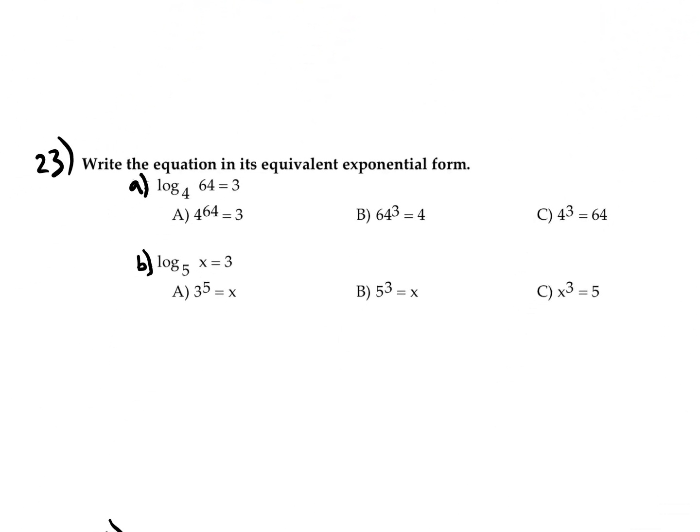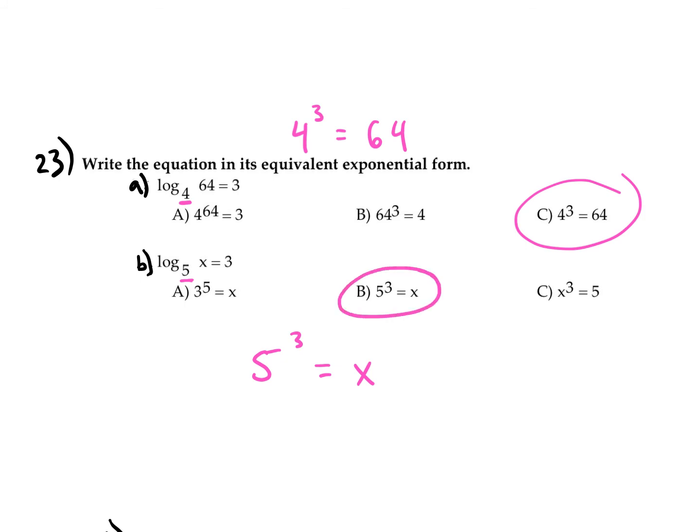All right, 23. Again, these are multiple choice. So here we're putting it into exponential form. The base of your log is your big base now, and then just switch the other two. So 4 to the power of 3 is equal to 64. So that would be C. Second one, make your base of log your big base. So 5 to the power of 3 is equal to x. So that would be B.